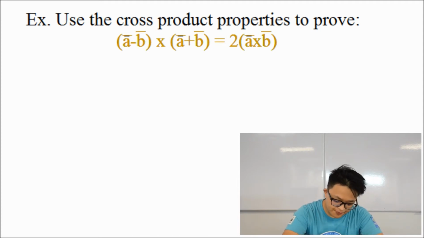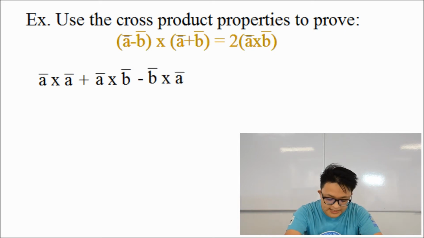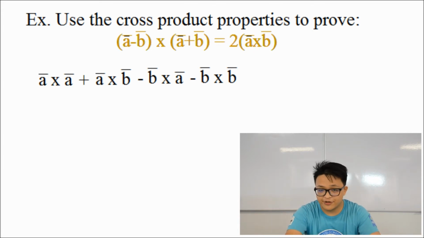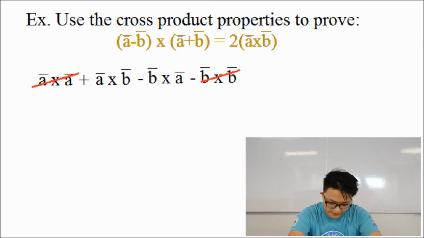So in this question, we are going to use the left hand side. So A cross A plus A cross B minus B cross A and minus B cross B. So as we said just now, the properties of the vectors, if two vectors are the same, they can just eliminate itself. So in this case, A cross A, just get rid of it, and B cross B, just get rid of it. So what's left?